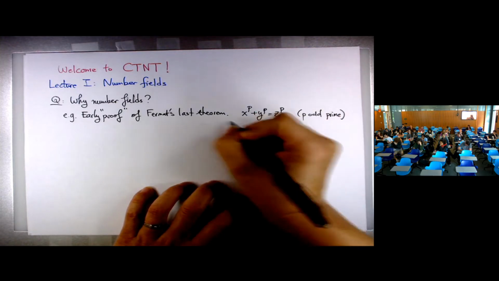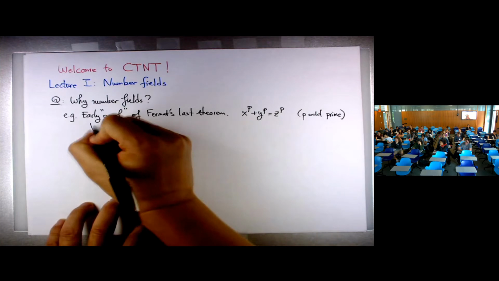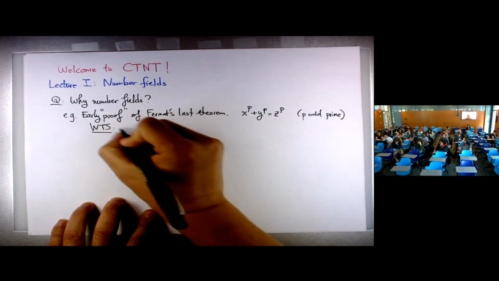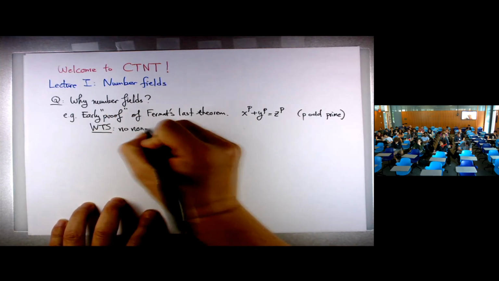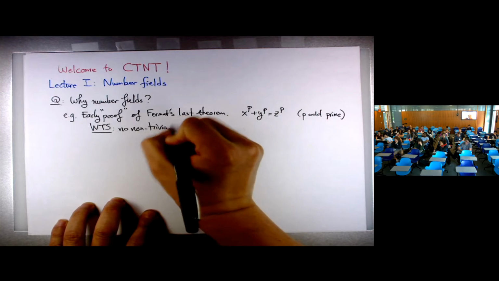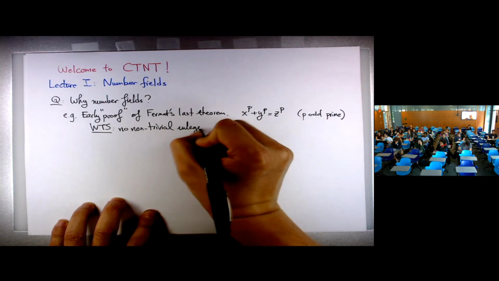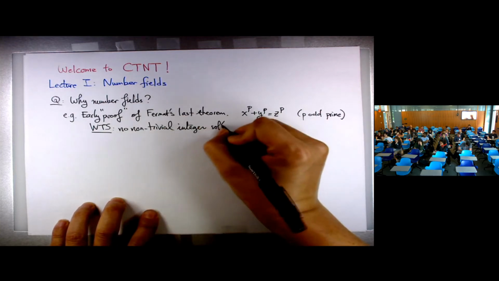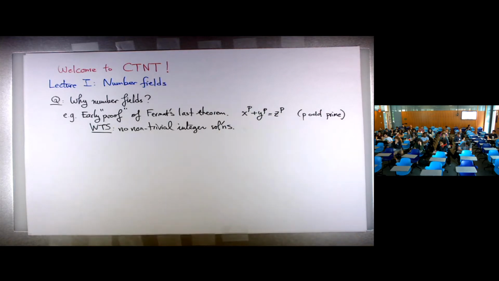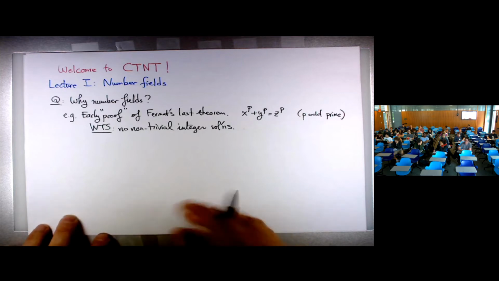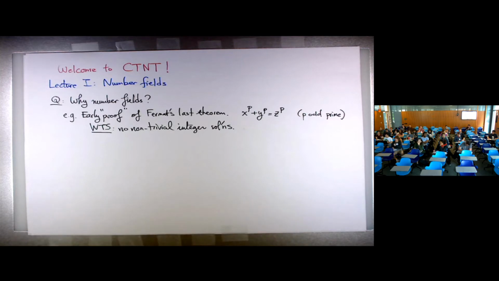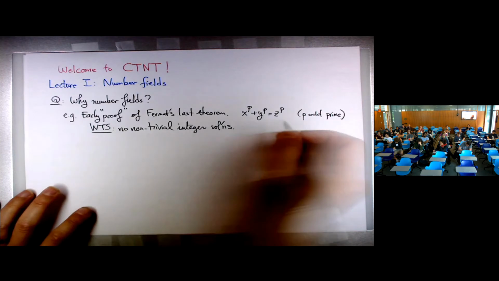You want to show no non-trivial integer solutions. So that was Fermat's last theorem. Of course, this was proven by an extremely difficult, highly technical method. But there's something that was known over 100 years ago. You can do the following.